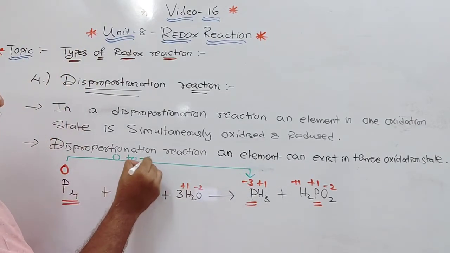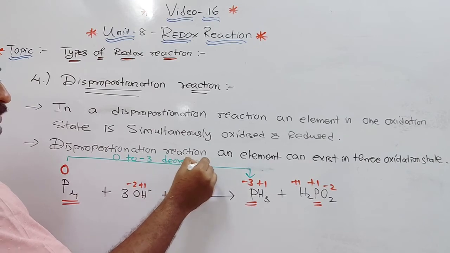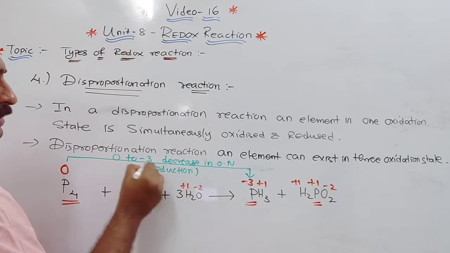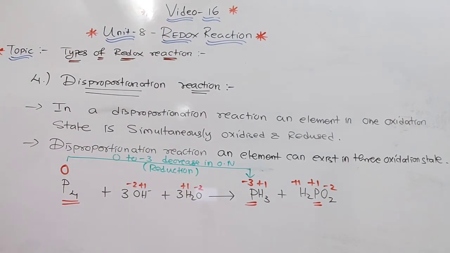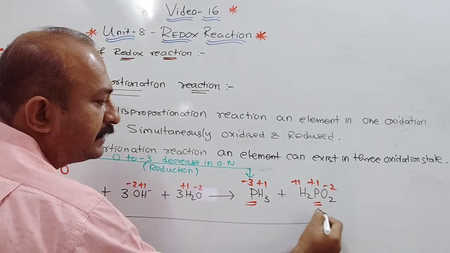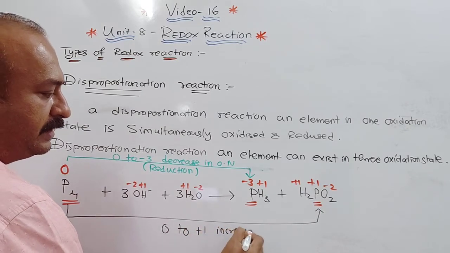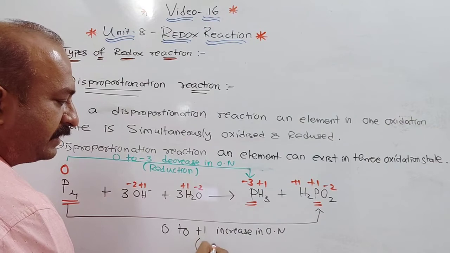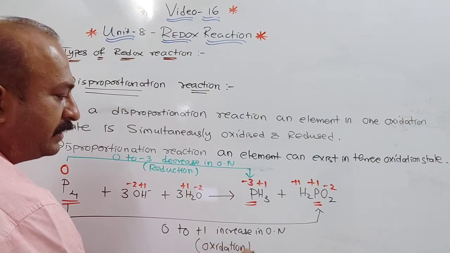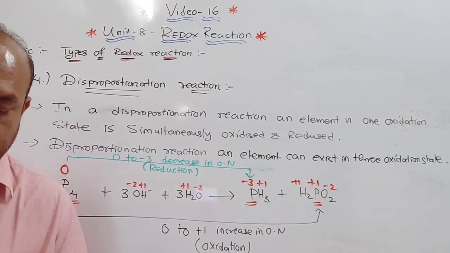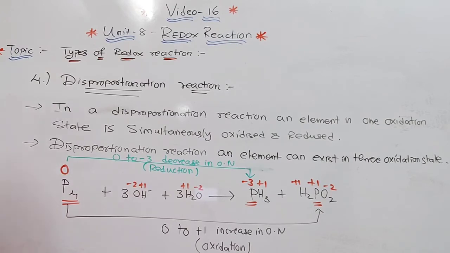So 0 to minus 3 means what? Decrease. Decrease in oxidation number, therefore we call it reduction. Okay. Now if you take this other phosphorus in H2PO2 minus, it is from 0 to plus 1, which means what? Increase. Increase in oxidation number, therefore we can say it is oxidation. So phosphorus is oxidized and phosphorus is reduced. That's why we call this reaction a disproportionation reaction. Understood this part?